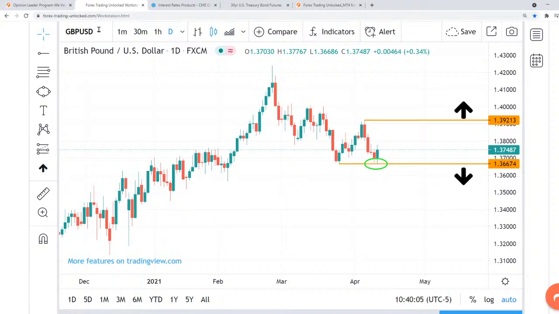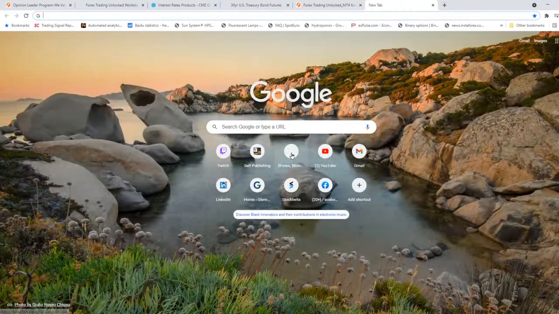Hey, we do have a question here. Good signals, bro. Thank you very much. How does a 10-year note move the market? Okay, that's a very good question. So what we're going to do is pull up a 10-year chart for you.